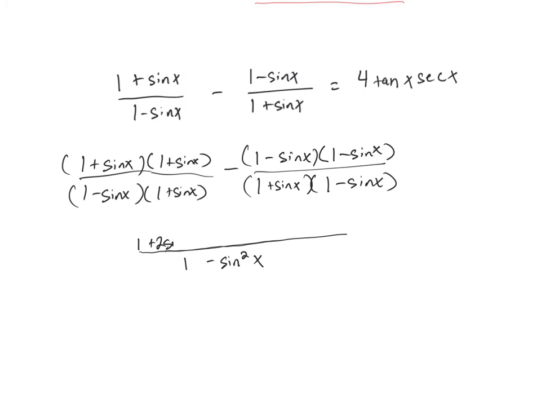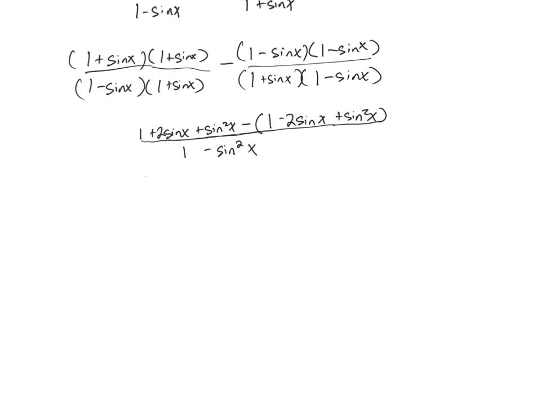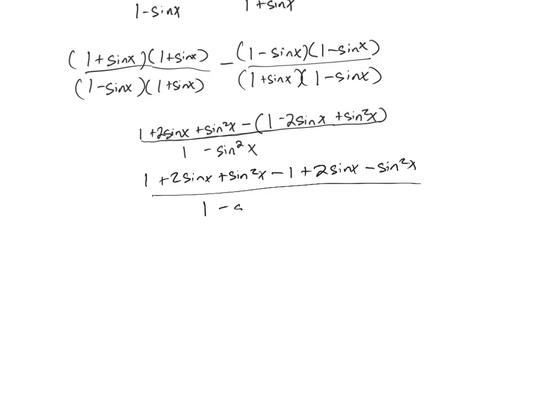We get 1 plus 2 sine of x plus sine squared of x, minus, remember the minus sign, so I'm going to put this in parentheses just so I don't get confused, the second part: 1 minus 2 sine of x plus sine squared of x. Now I'm going to distribute my negative: 1 plus 2 sine of x plus sine squared of x minus 1 plus 2 sine of x minus sine squared of x, all over 1 minus sine squared of x.